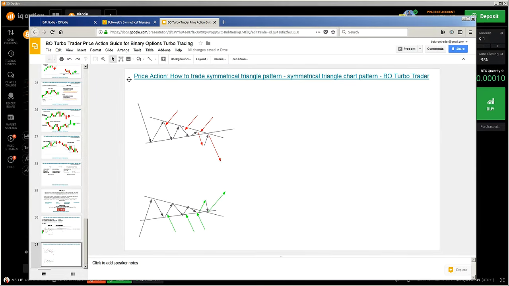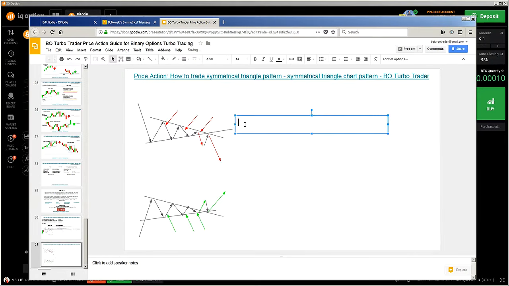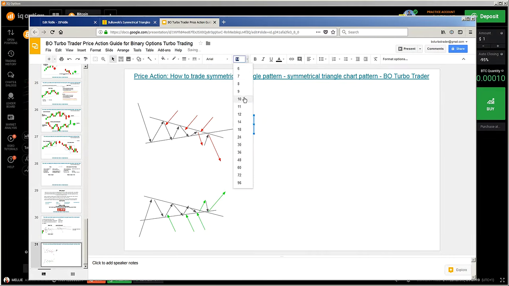So now we also discuss some terms. This point here where the breakout will appear is called the apex. Only to let you know this. It's important that you know these things, so you recognize them.